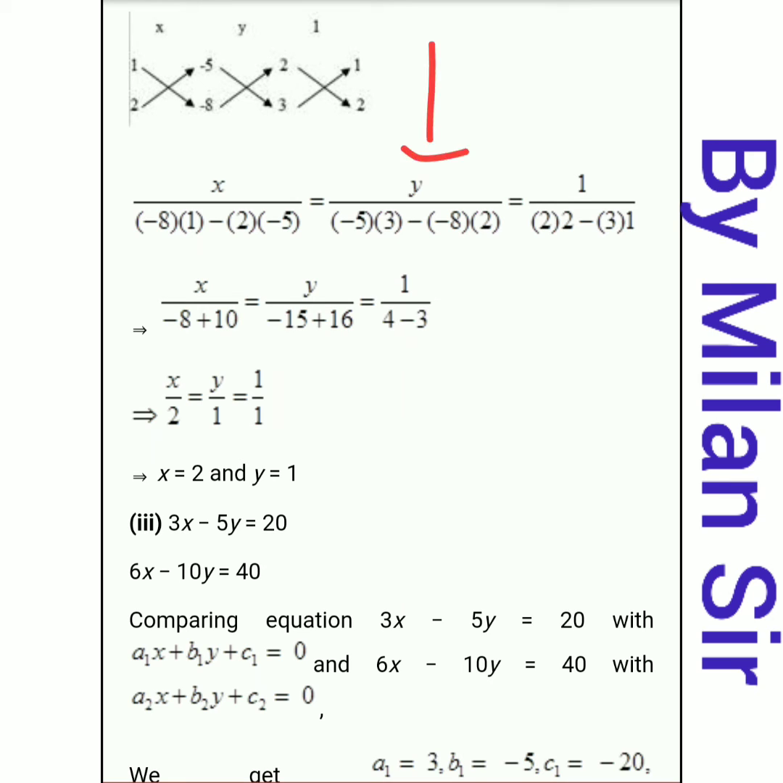Here first of all y as it is. And in denominator, now we have this 2 column, right? So first of all minus 5 into 3. Then minus sign. Then second cross multiplication. Minus 8 into 2. First of all minus 5 into 3. Then negative sign as per the formula. And minus 8 into 2.